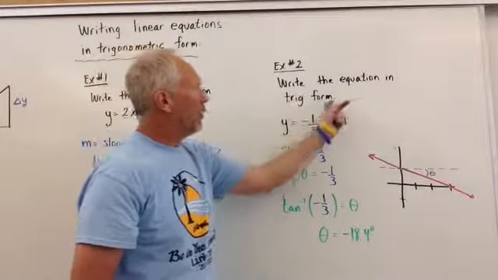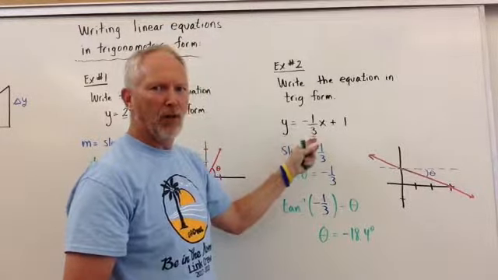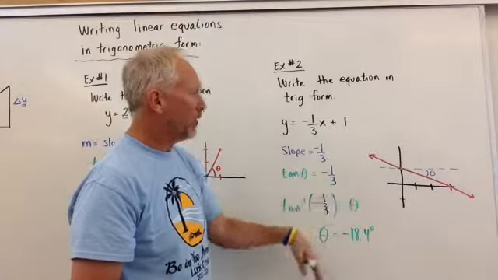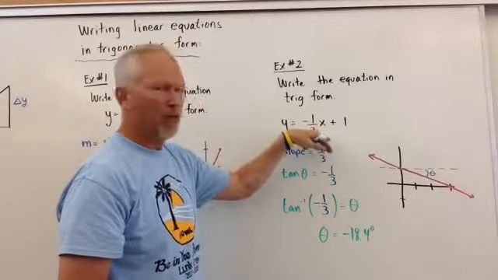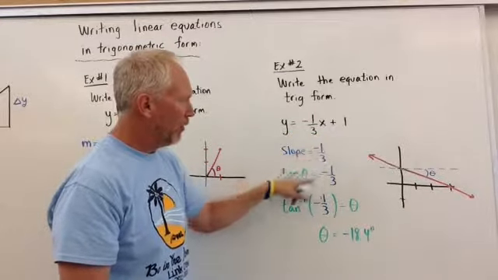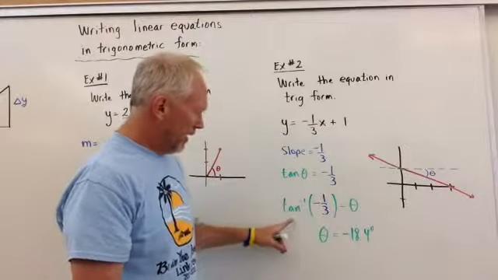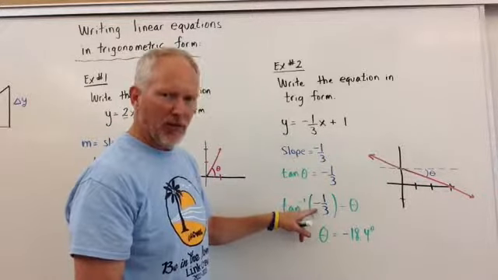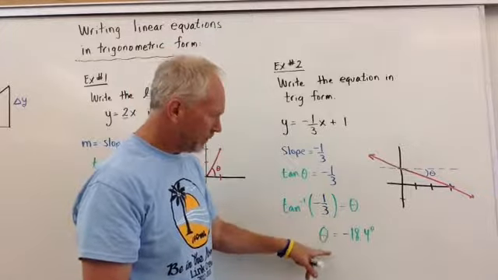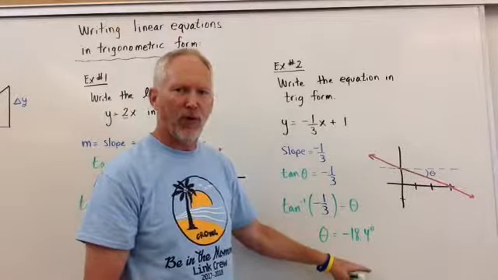All right, now we're writing another equation in trig form. Now we have y equals negative 1 over 3x plus 1. So we've shifted it up, and we have a slope now of negative 1 over 3. So tangent of theta is equal to negative 1 over 3. Inverse tangent of negative 1 over 3 gives us an angle of negative 18.4 degrees.